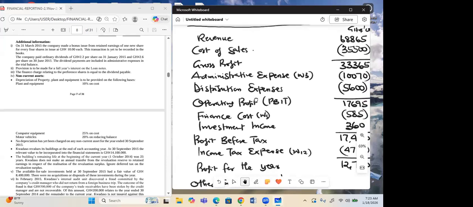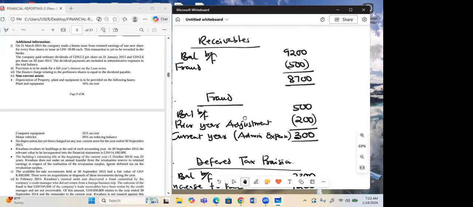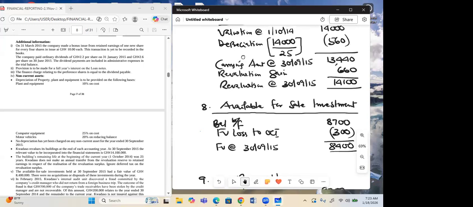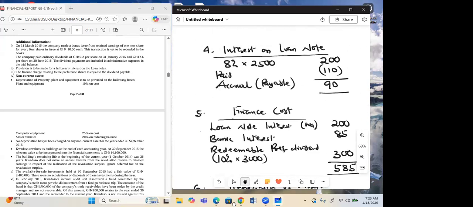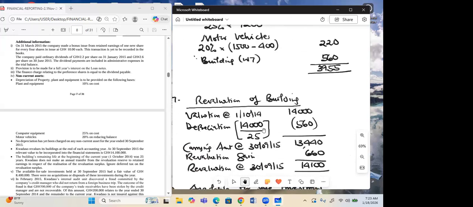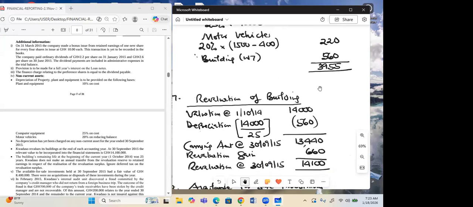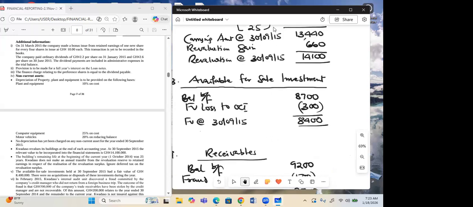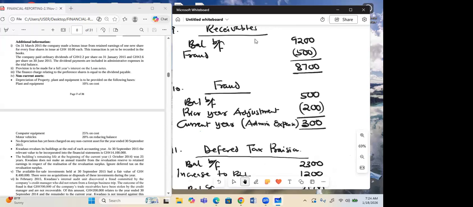Let's confirm here for the sake of those who didn't see it. Number 4, can you all see the accrual of 90 here? Yes, sir. Good. That accrual of 90, we'll go there and capture it.